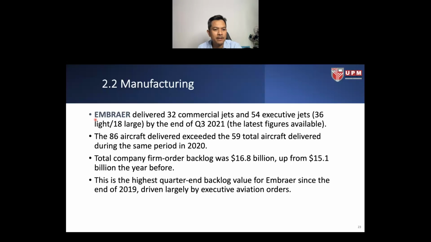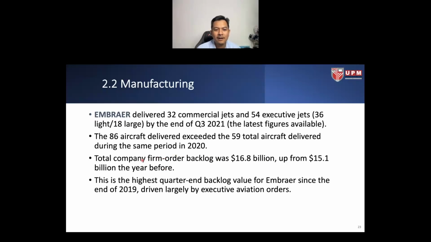Right? Let us look into another company, Embraer, which already delivered 32 commercial jets as well as 54 executive jets, 36 light and 18 large aircraft, by the end of quarter 3 in year 2021, and the latest figures can be made available, right? And the 86 aircraft delivered already exceeded the 59 total aircraft delivered during the same period in year 2020. And total company firm order backlog is around 16.8 billion, which is not as much as Airbus and Boeing, but is still a huge backlog, up from 15.1 billion the year before.